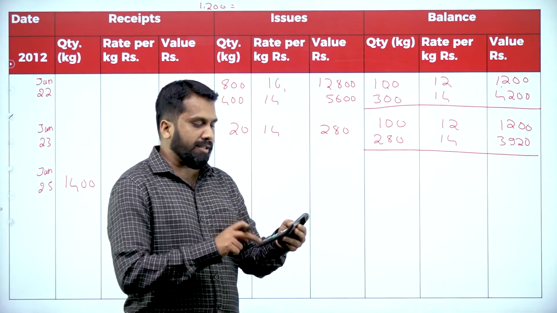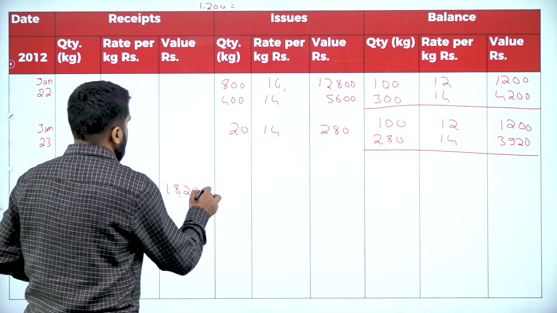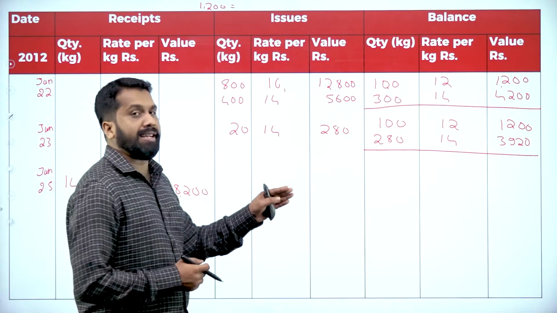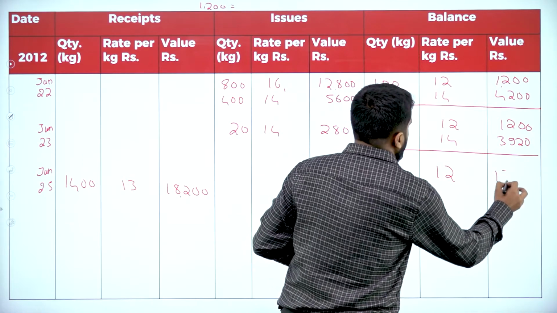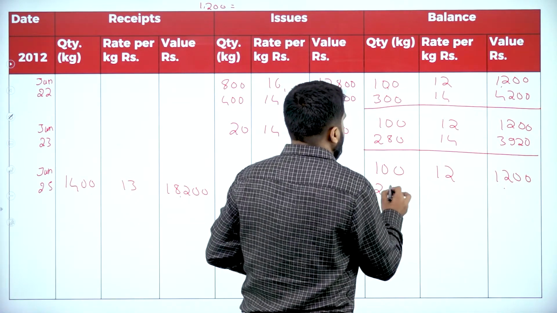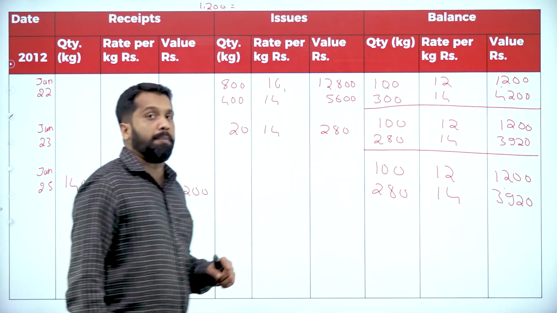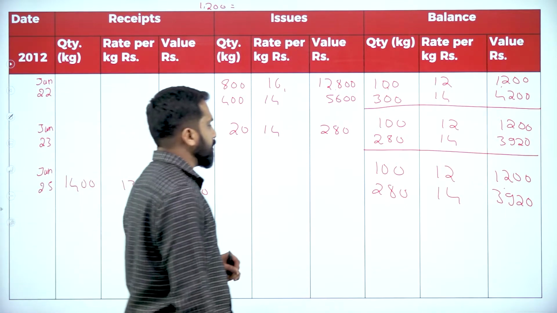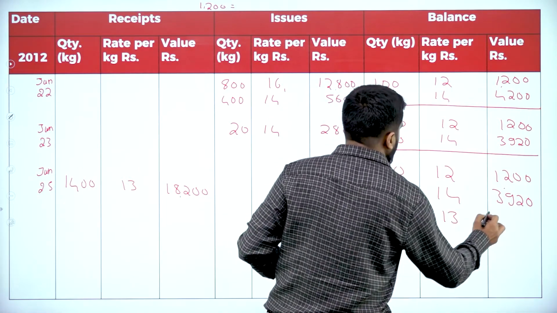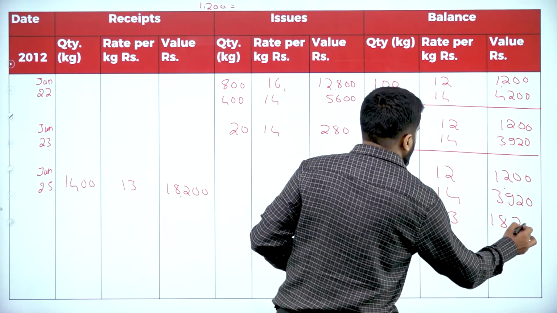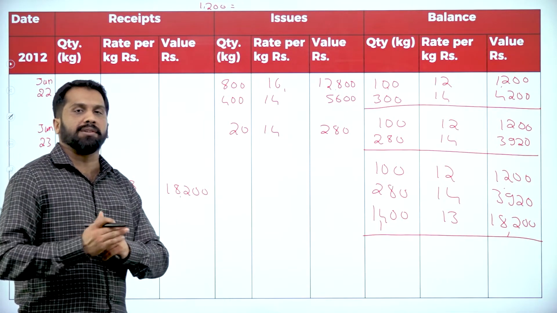We'll calculate 1,400 multiplied with 13. It is 18,200. So, what is the value now? We'll write the final answer. We'll copy the old one: 112,200. 280, 14, 3,920. Now, we'll copy the new 1,400. So, how much is it? 13. How much? 18,200. Any doubt up to this? Up to this, hope there is no doubt.